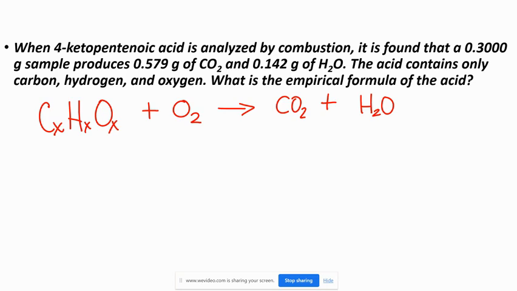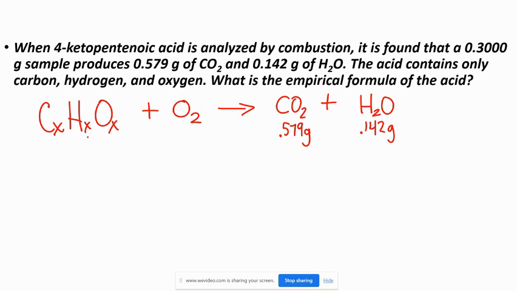They are telling us that we have 0.579 grams of this, and I have 0.142 grams of this. I can't balance my equation because I don't know this information here. If you're thinking you have to balance the equation, I can't.